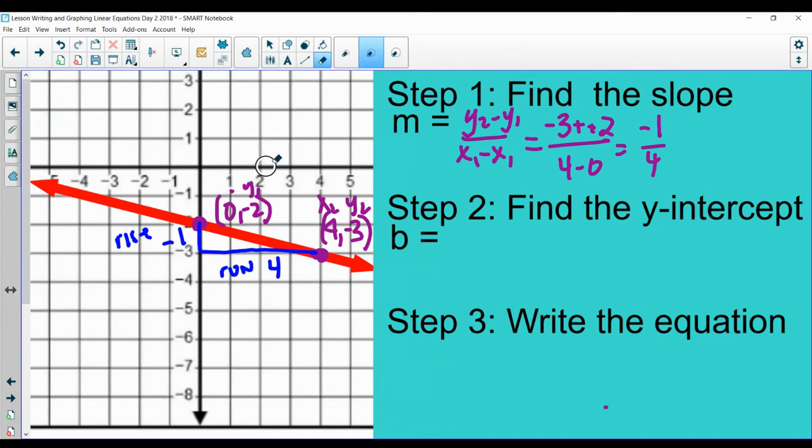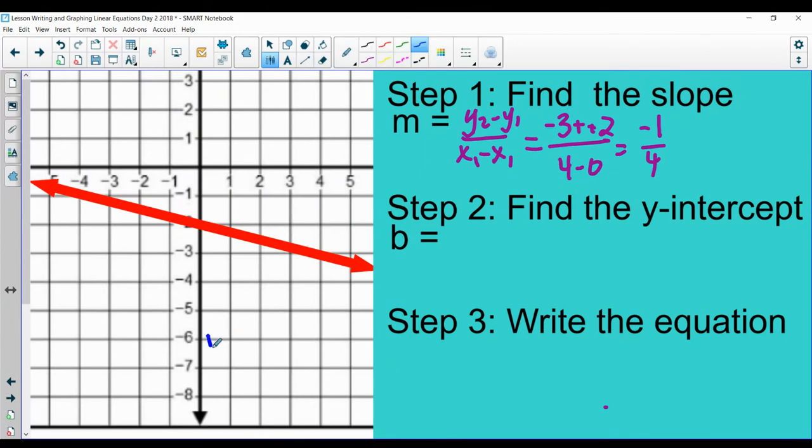Step 2, I'm going to erase all this stuff. I need to find where that red line crosses the y-axis. And again, the y-axis is this one right here. And so it's crossing right there, and it's crossing below the x-axis. So that's going to be a -2. So I insert the slope in front of the x value. And that's a -1/4. So I'm going to write -1/4 x, minus 2.